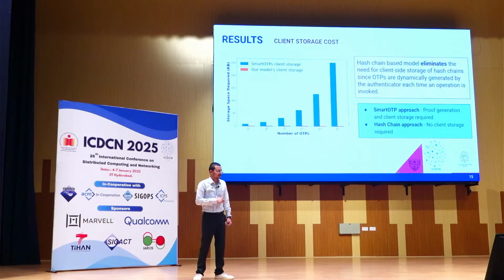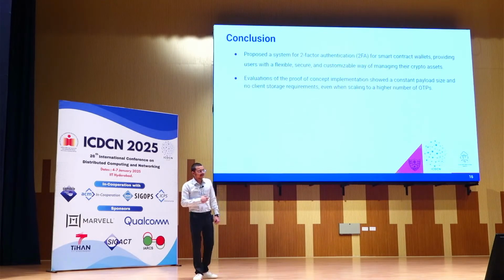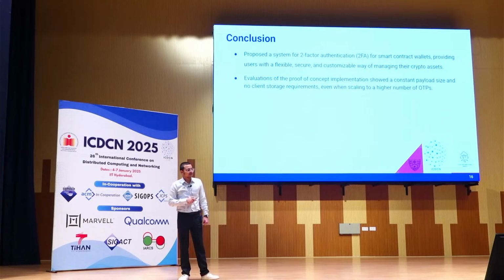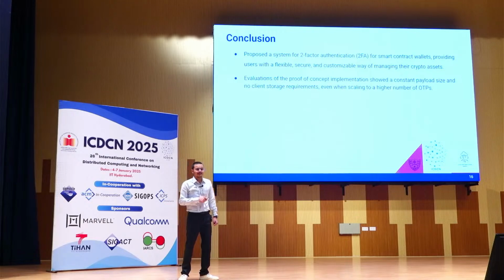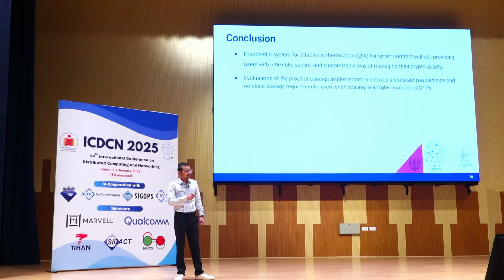To conclude the presentation, we have proposed a simple system for two-factor authentication for smart contract wallets without storing the seed on the blockchain, and we have evaluated the entire setup by showing a constant payload size and no client storage requirement. Even if we increase the number of OTPs, even if we scale up or increase the size of the hash chain, there will be no significant impact on the payload size as well as the client storage requirements.